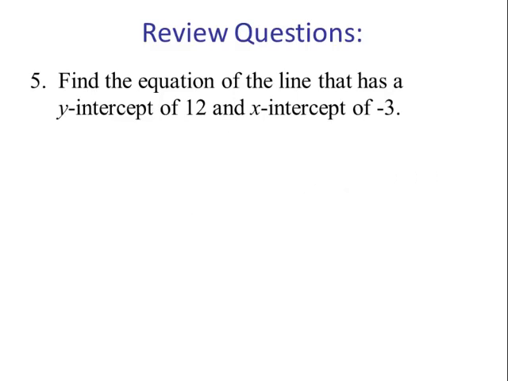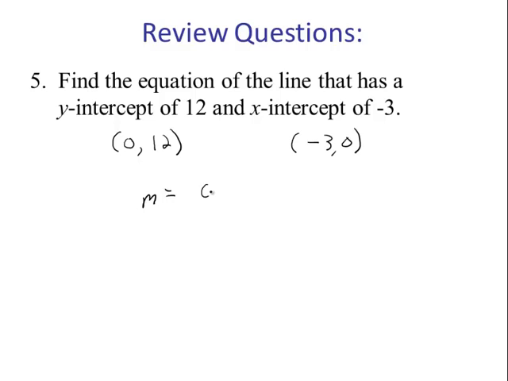Number 5, find the equation of a line that has a y-intercept of 12 and an x-intercept of -3. Well, if the y-intercept is 12, we know, written as a point, that would be 0, 12. X-intercept of -3 would be -3, 0. Basically, we're given 2 points. So our first step is to compute the slope.